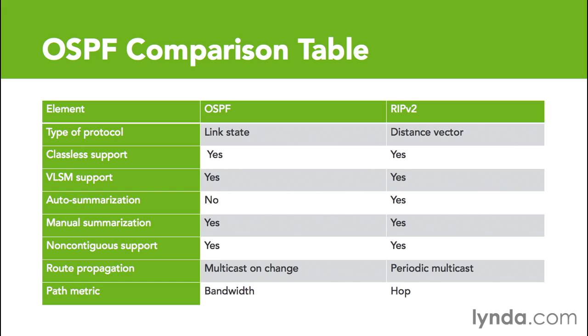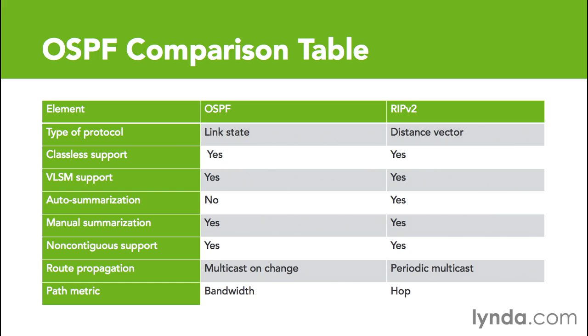Does it support non-contiguous? They both do. We just did that. We had a class C address at the bottom for your LANs, I should say, and a class A at the WAN portion of it, meaning between routers, that is not a contiguous network. It is a non-contiguous network. So they both do support that. Route propagation, again, multicast on change for OSPF, and periodic multicast for RIP version 2. They both do multicast, but one's based on change, the other one is based every so often.